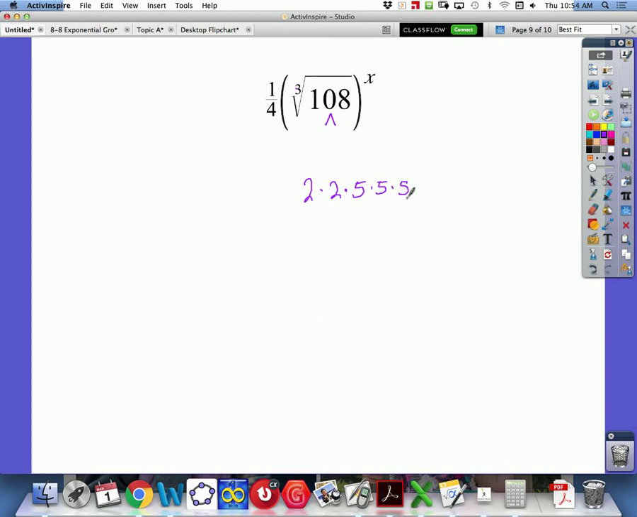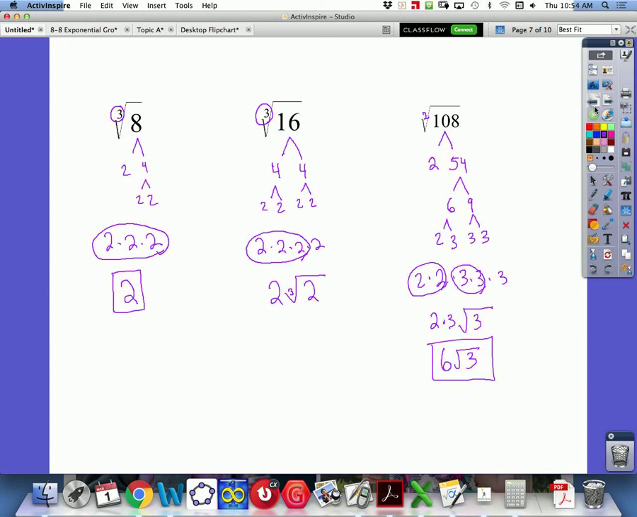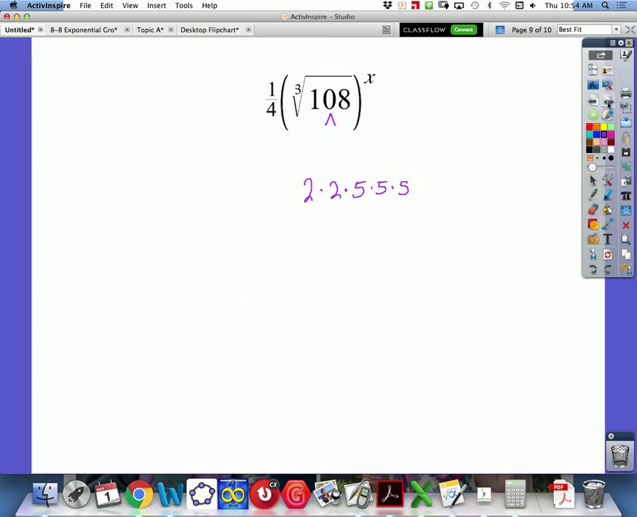And we can check that. 5 times 5 is 25. Oops, did I write that wrong? Oh, 3 3s, not 5s. Now let's check. 3 times 3 is 9. 9 times 3 is 27. 27 times 2 is 54. Times another 2 is 108.